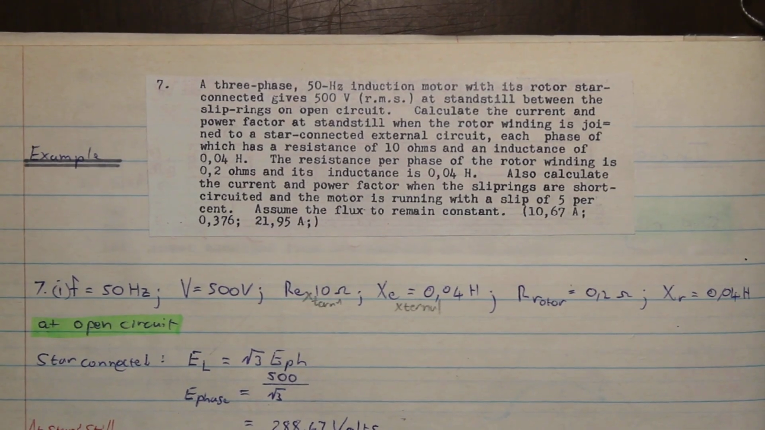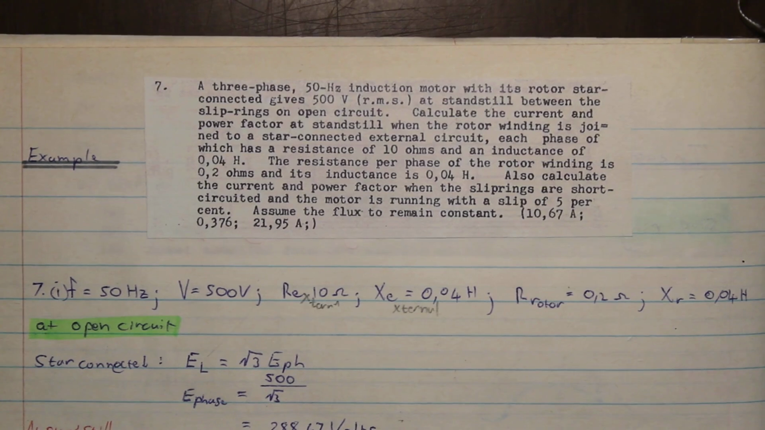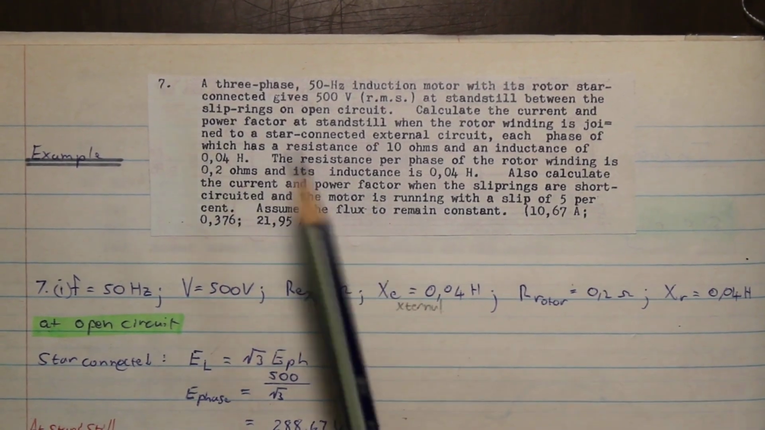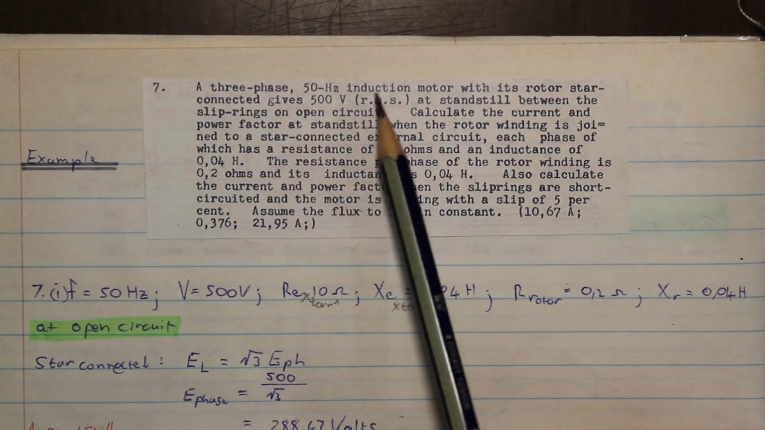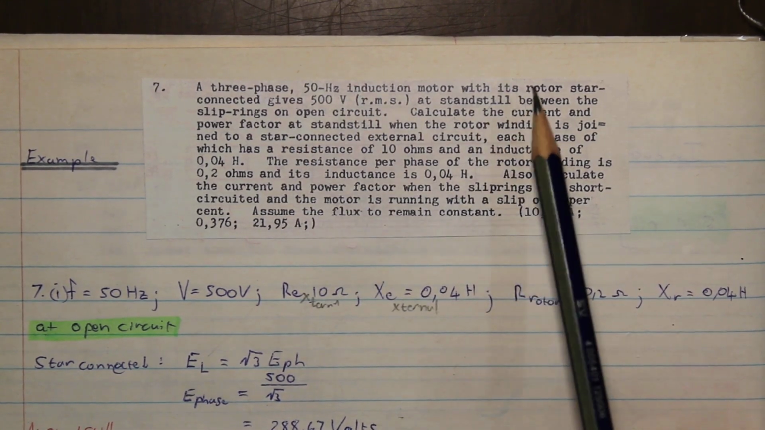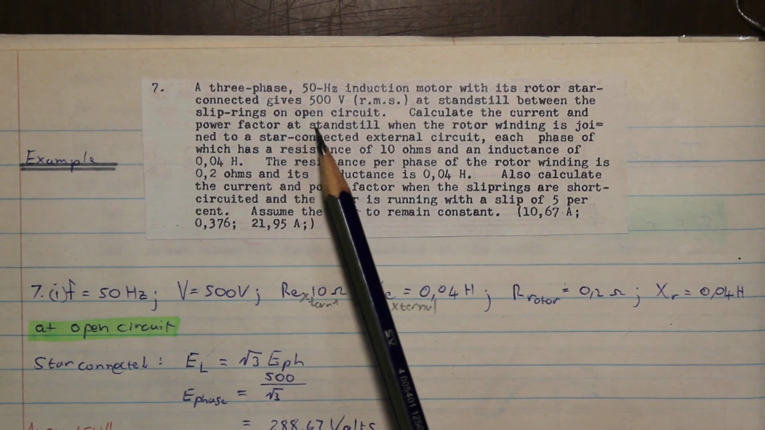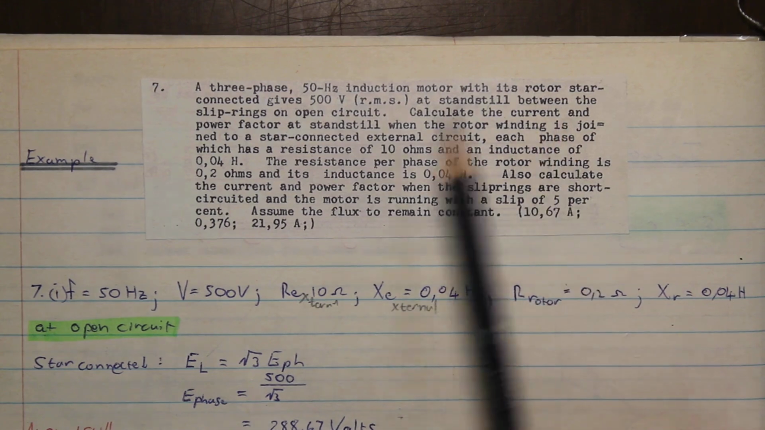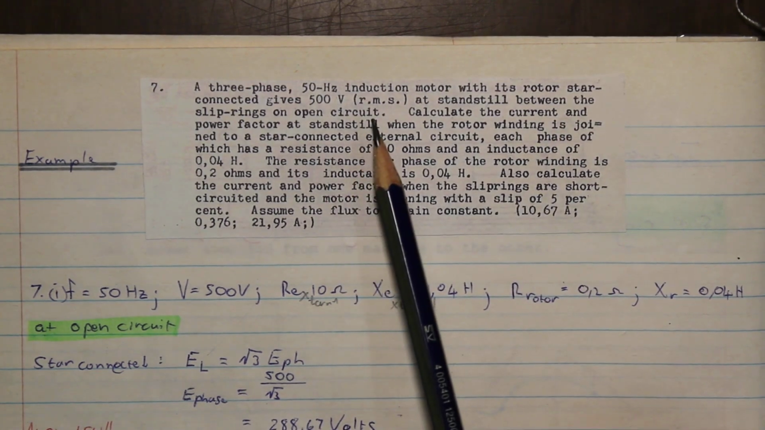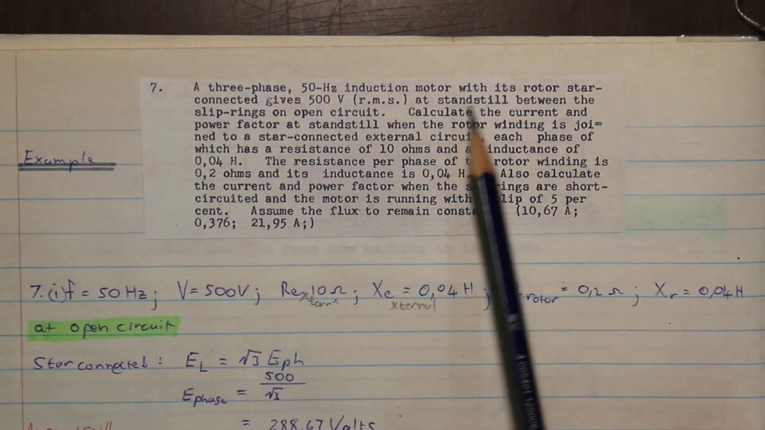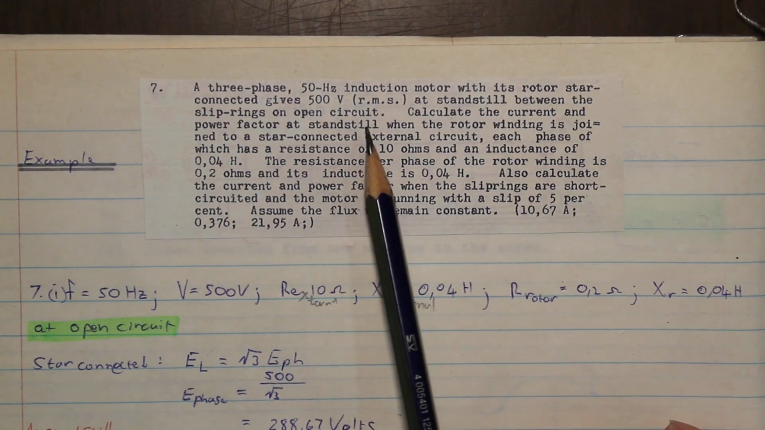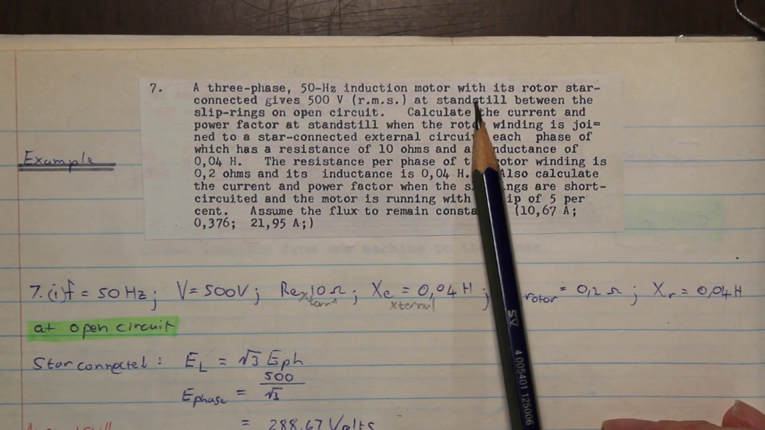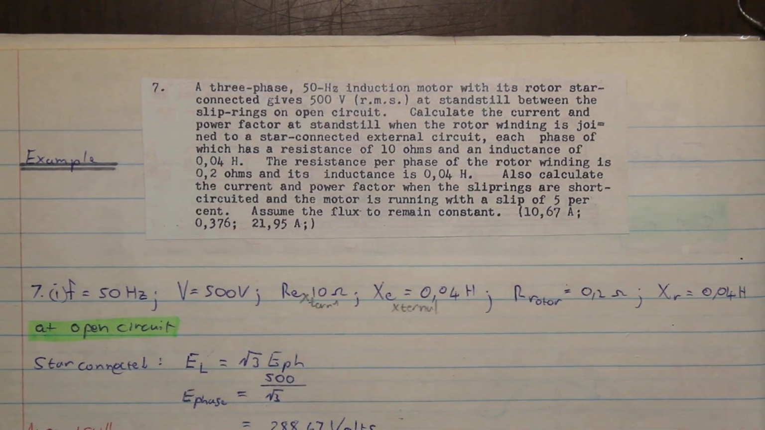All right, so now we're going to be looking at a slip ring induction motor problem. The problem says that we have a three-phase 50 Hz induction motor with its rotor star connected. It gives 500 volts at standstill between the slip rings on open circuit. Now there's two keywords here, standstill and open circuit. When it says that the motor is at standstill and on open circuit.